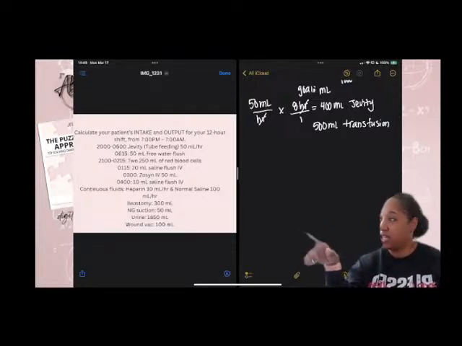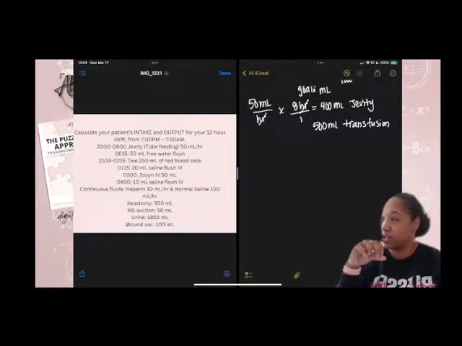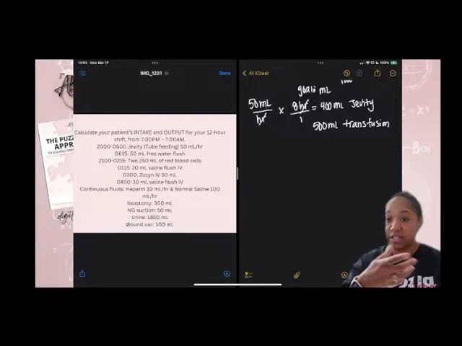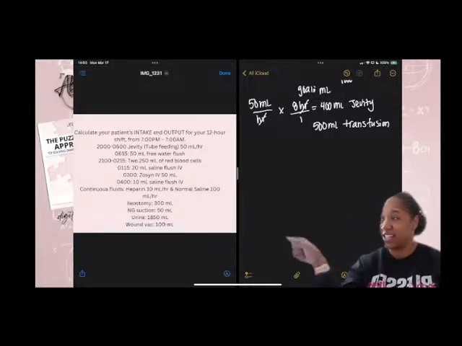So then at 1:15, they got 20 milliliters of saline flush, probably to flush that blood out of the rest of their IV catheter. Okay, at 3 o'clock in the morning, they got a dose of Zosyn. So that's 50 milliliters, just by itself. At 4 o'clock in the morning, they got another flush, which was 10. And then you see how it says continuous fluids. They get heparin at 10 milliliters per hour and normal saline at 100 milliliters per hour.